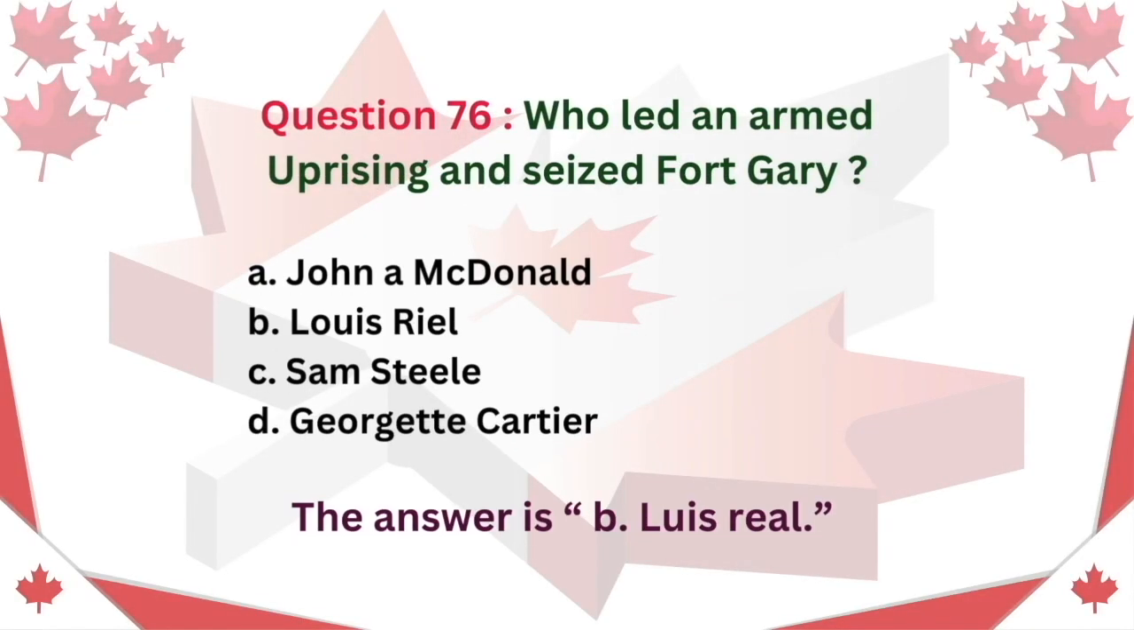Question 76. Who led an armed uprising and seized Fort Garry? A. John Macdonald. B. Louis Riel. C. Sam Steele. D. George-Étienne Cartier. The answer is B. Louis Riel.